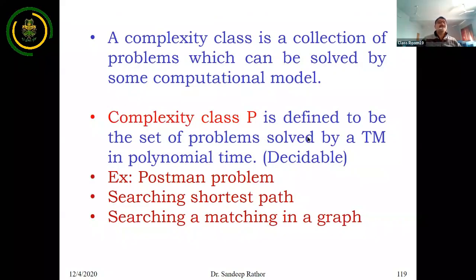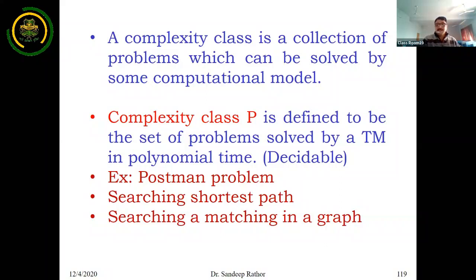And a complexity class is a collection of problems which can be solved by some computational model. So if we want to solve a particular problem, then we require a computational model. That may be a Turing machine, a pushdown automata, or a finite automata. Now, what is complexity class P? P means the polynomial class. Complexity class P is defined to be the set of problems solved by a Turing machine in polynomial time.